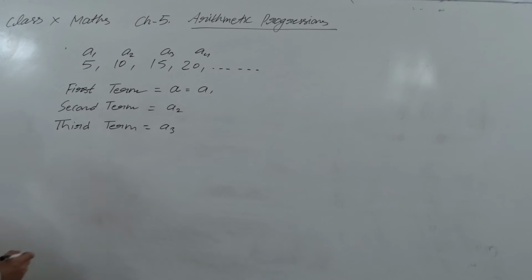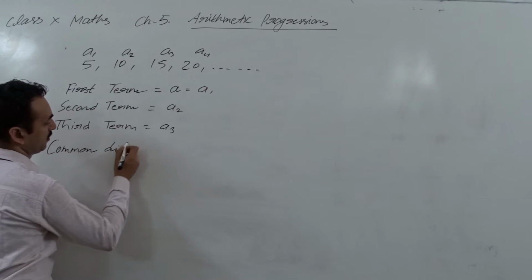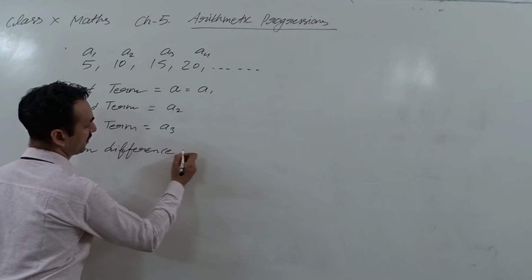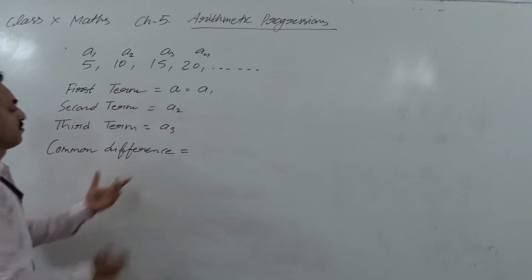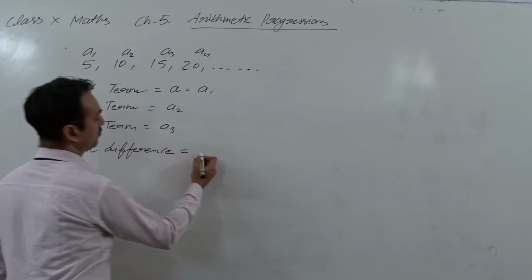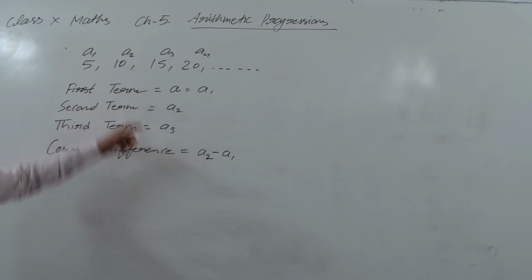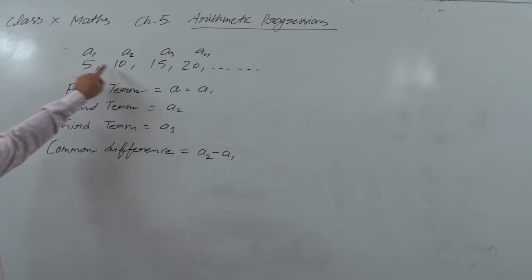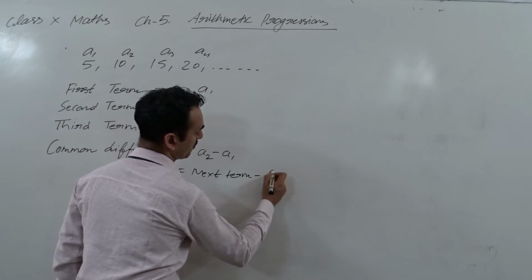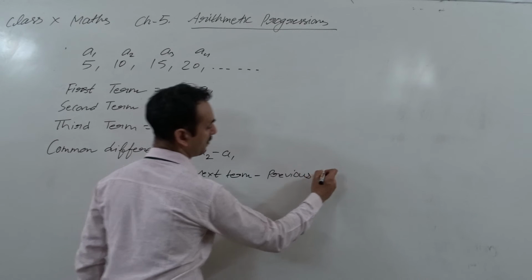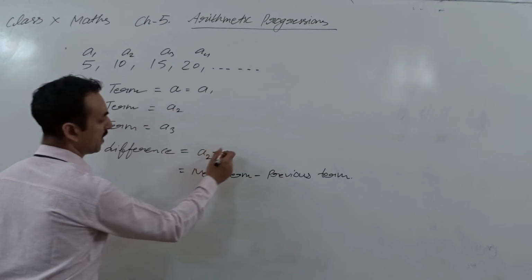Now we have to understand what the difference is here. This is called the common difference, because the difference is the same. Difference means the difference between two consecutive terms. So A2 minus A1. Remember, whenever you are finding a difference, you always have to take the next term minus the previous term. So this is the formula for common difference: A2 minus A1.